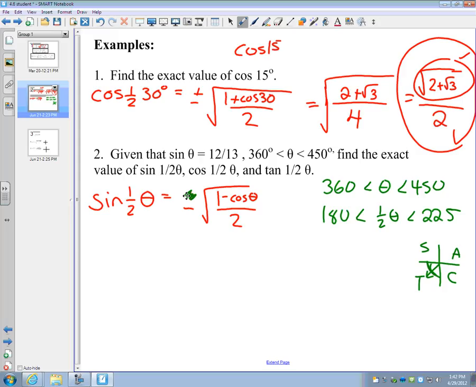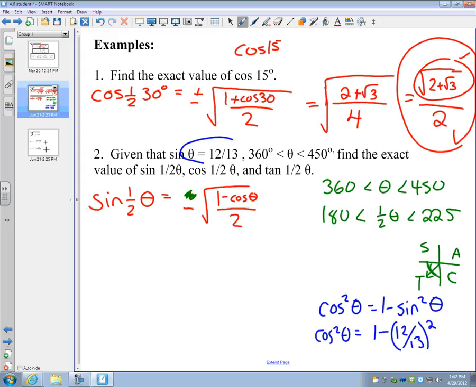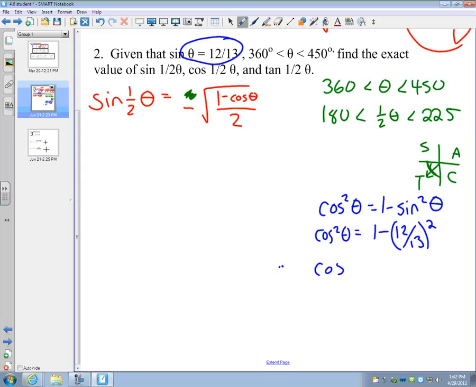Okay, do I know cos of theta? I don't. I only know sine of theta. So I have to do a little more work. I can say sine squared theta plus cos squared theta equals 1, or cos squared theta is equal to 1 minus sine squared theta. You guys have seen us use Pythagoras often here. So cos squared theta is equal to 1 minus 12/13 squared. Where did I get that 12/13 from? Right here.